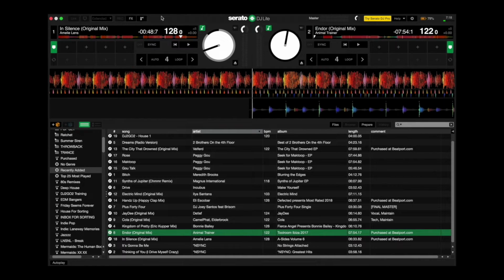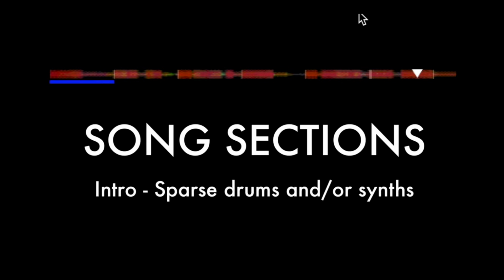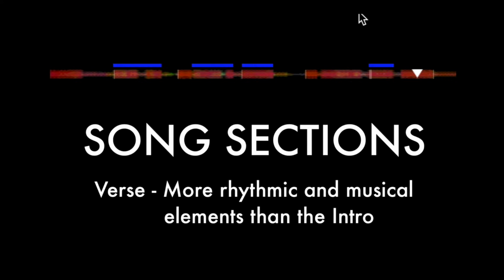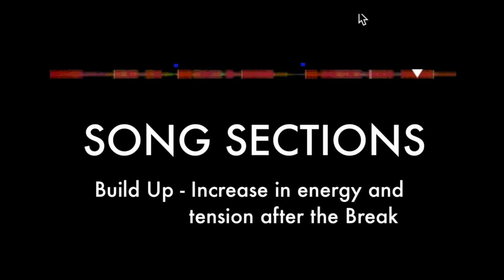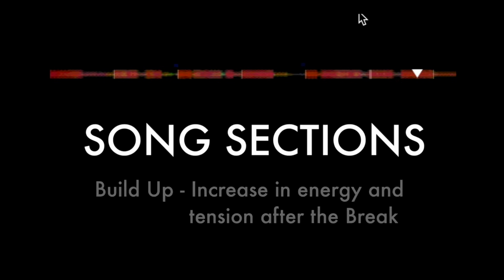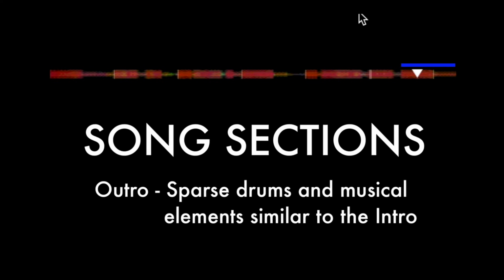First up, let's take a look at a typical house music song. A track like this is usually made up of different segments or chunks called song sections. There are different types of song sections depending on the style of music. For techno, usually there's an intro at the beginning, which is usually either just a sparse drum beat or synth. There's a verse, which contains more musical elements. There's a breakdown, which is where the drums disappear and it gets a bit quiet. A build-up, which has an increase in energy and tension. And then a drop, which usually has big drums and the most recognizable part of the tune. Finally, the ending usually consists of an outro, which is also sparse like the intro.